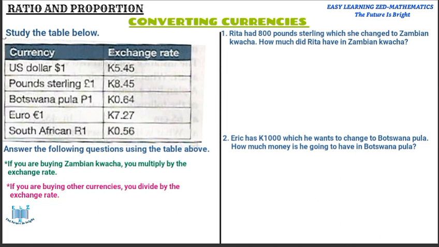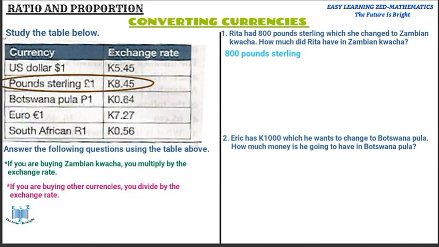Lita had 800 pounds, so we write what she had: 800 pounds. Now what we need to find is the exchange rate for pounds. We go to where there is pounds and circle it, the way I have circled in brown. Pound sterling, where £1 is equal to 8.45 kwacha.